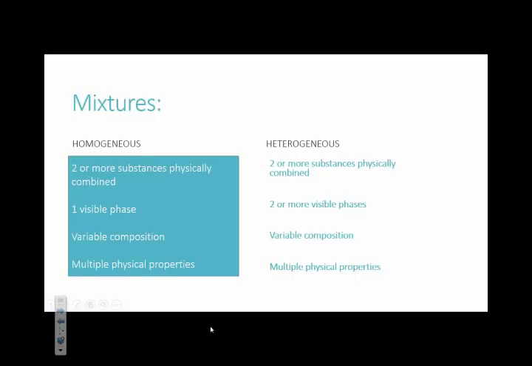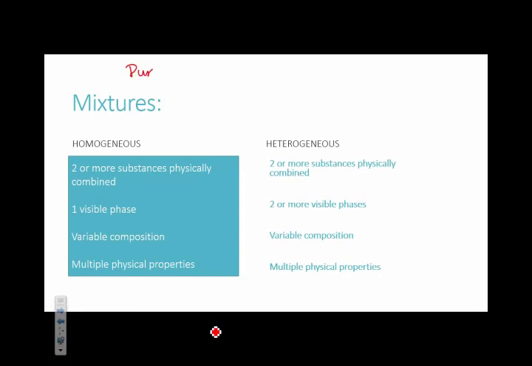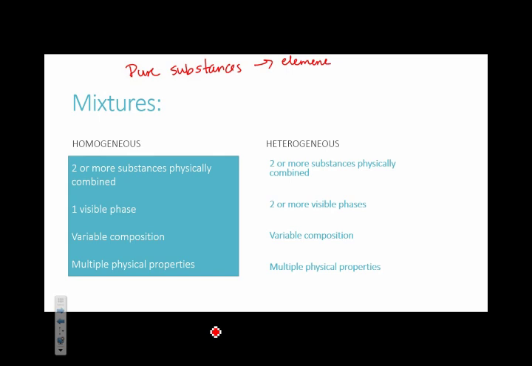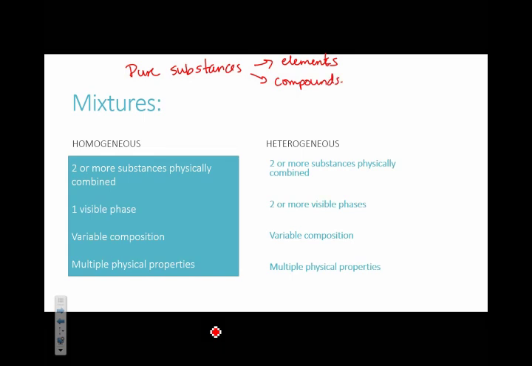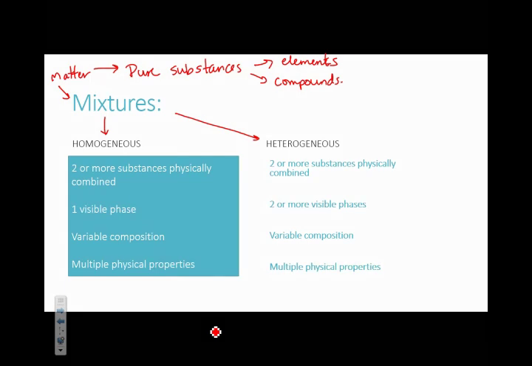So, classification of matter could be separated into 2 broad categories. One is pure substances, which we talked about in a previous video. And those pure substances, if you'll recall, could be elements or compounds. So all of matter could be split 2 ways. It could go to pure substances or it could go to mixtures. Mixtures can either be homogeneous or heterogeneous. So let's talk about what that means. Let's talk about mixtures in general.